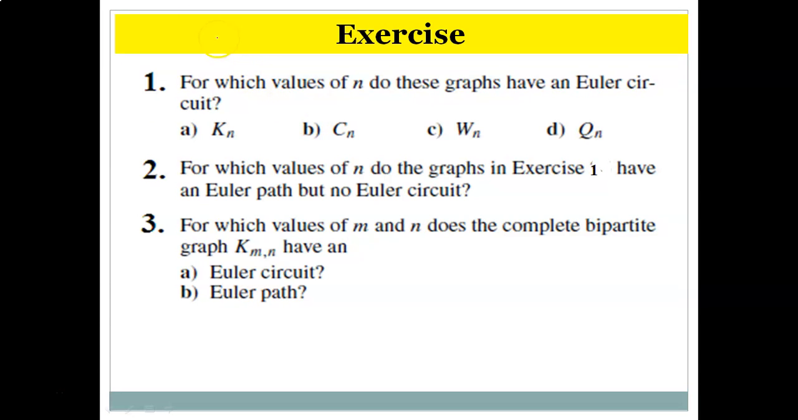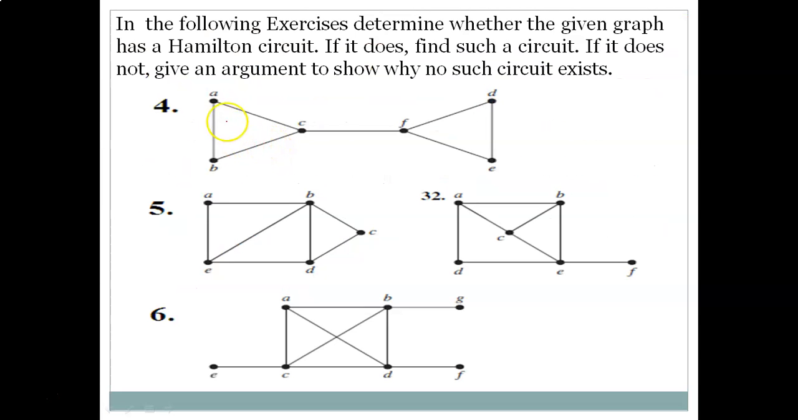Now this is an exercise you can try, based on Euler circuits, Euler paths, Hamiltonian circuits, Hamiltonian paths, etc. The first, second, third, these three exercises you can solve, and from these exercises 4, 5 and 6 you have to do. You have to determine whether the given graph has a Hamiltonian circuit. If it does, find such circuits. If it does not, give an argument to show why no such circuit exists. So you have to examine all these graphs.